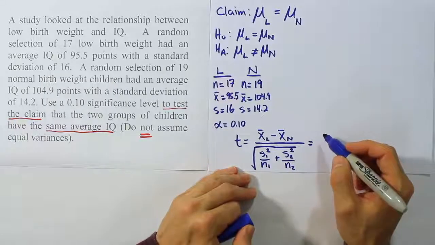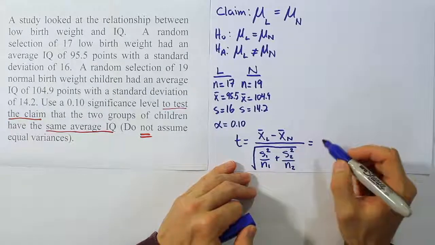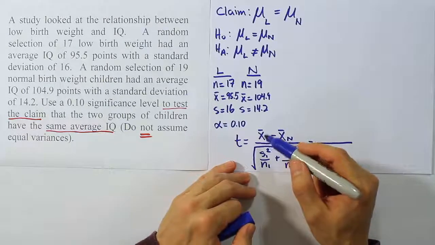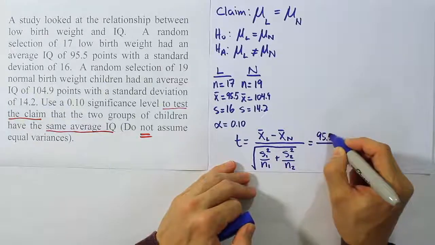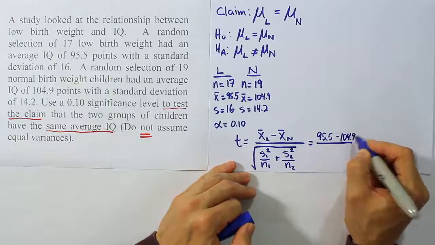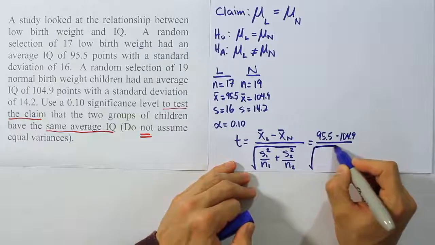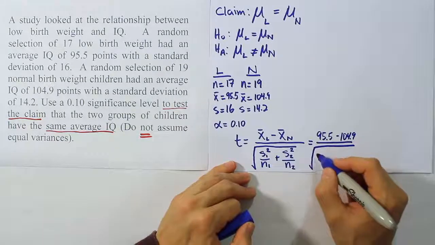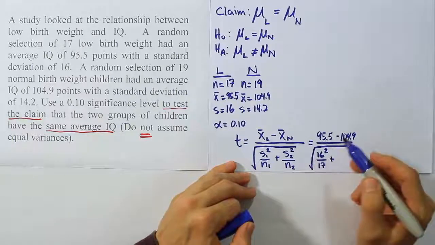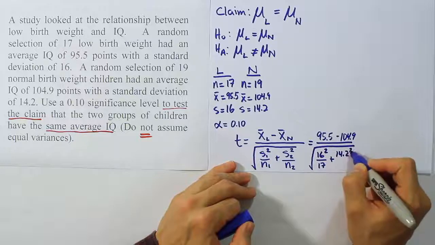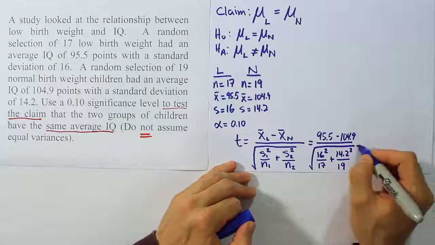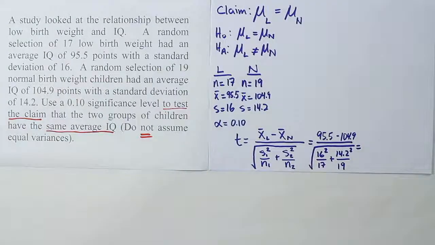Then after that, what we're going to want to do is to take that data and plug it in. The data here for the sample mean for the low birth weight group is 95.5 minus the sample mean for the normal birth weight group, 104.9. The standard deviation is going to be 16 squared over 17 plus 14.2 squared over 19. All right, now once we have that, our next step is to go ahead and work out the answer based on that information.